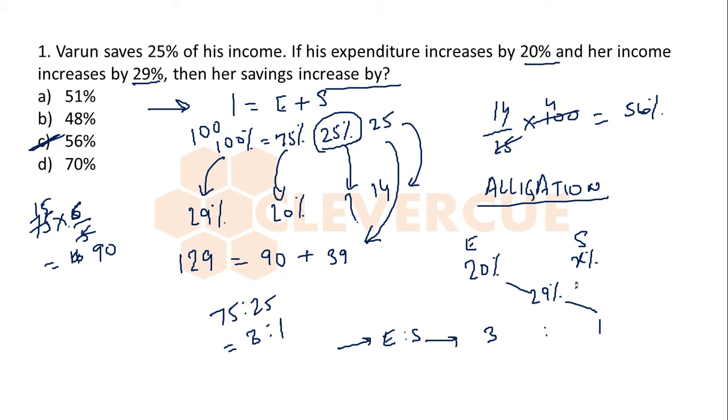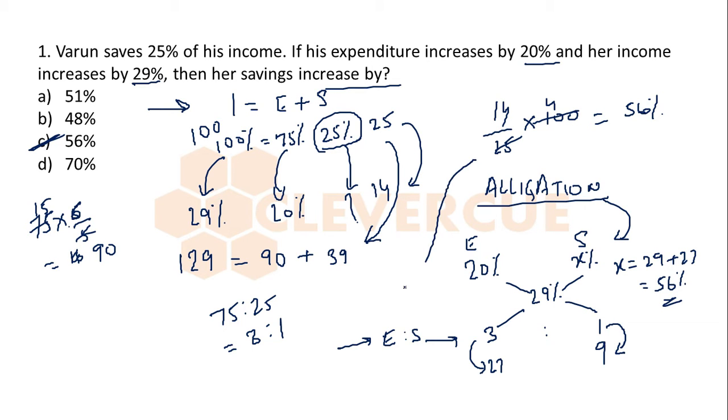Now I hope you remember this X diagram, the allegation method, which I have dealt with in my course. Here 29 minus 20 is 9, so write 9 over here. When 1 unit is equal to 9, then 3 units will be equal to 27. Now the value of X will be 29 plus 27, which is equal to 56%. I hope you guys understood this allegation method. You have to practice this allegation method for such kinds of problems. This is a very short method.